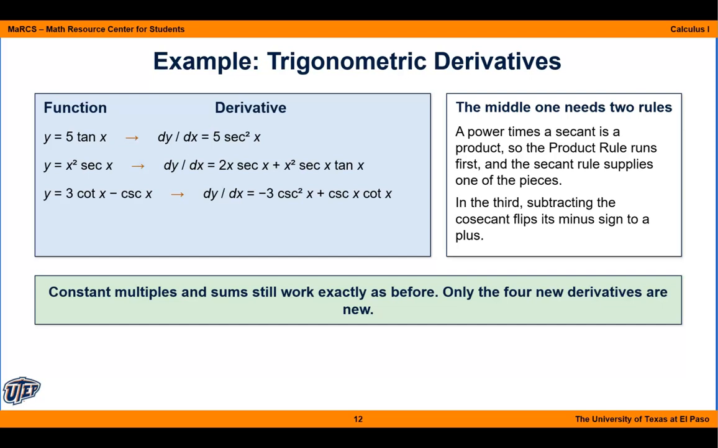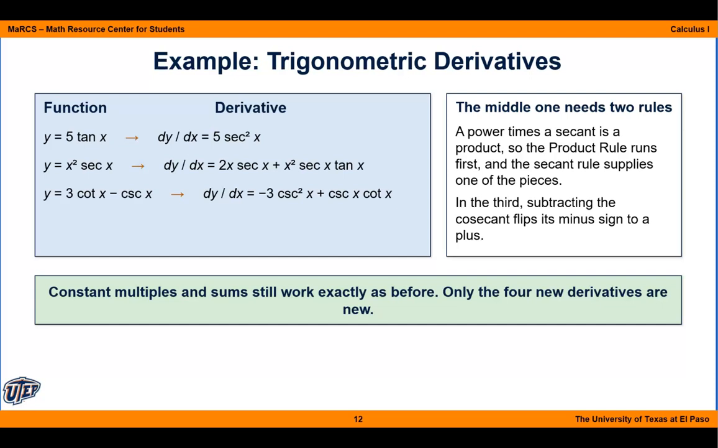Let's apply these new trigonometric derivatives. For the first function, the constant multiple remains in place. y equals 5 tan x, so dy/dx is 5 sec² x. The second function requires both a product rule and d/dx of sec x is equal to sec x times tan x. y is equal to x² sec x, then the derivative of this would be dy/dx is 2x sec x + x² sec x tan x.